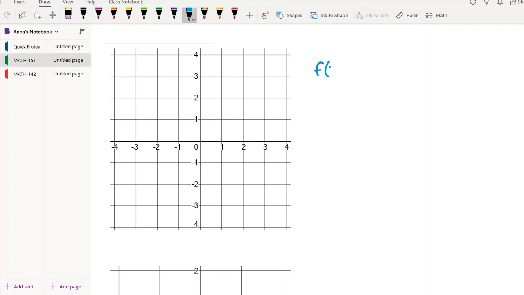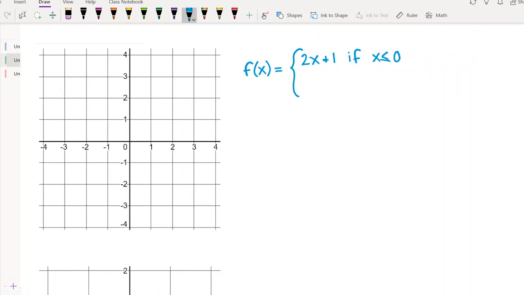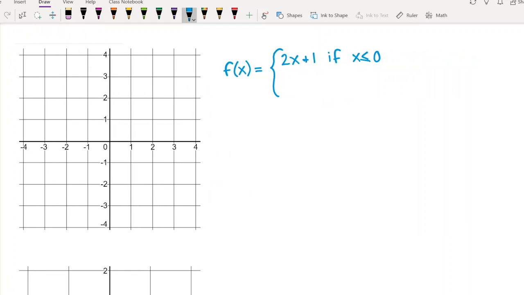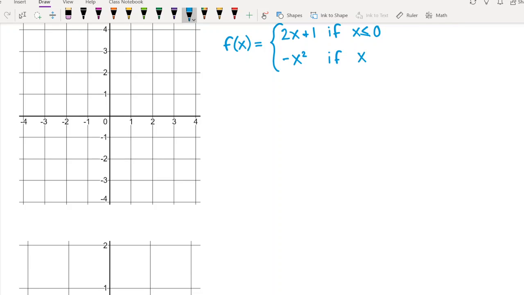So let's say our function is f of x is equal to 2x plus 1 if x is less than or equal to 0, and negative x squared if x is greater than 0.